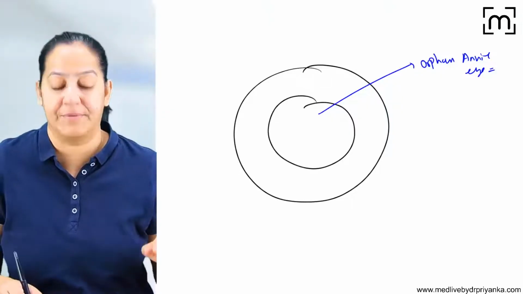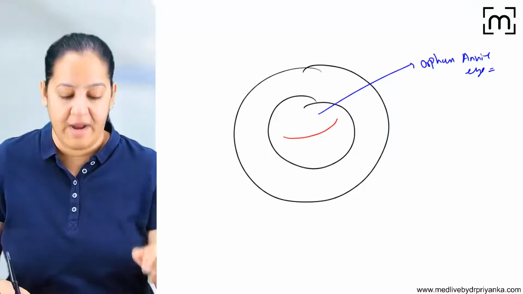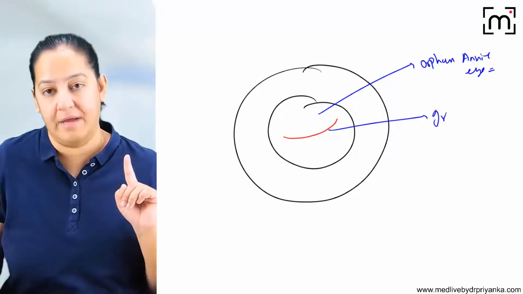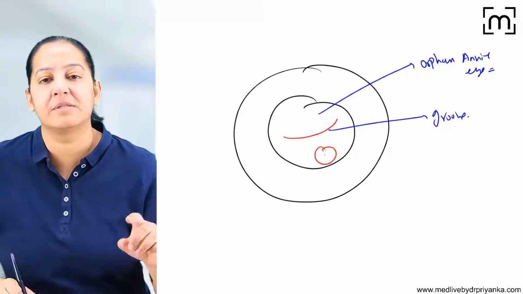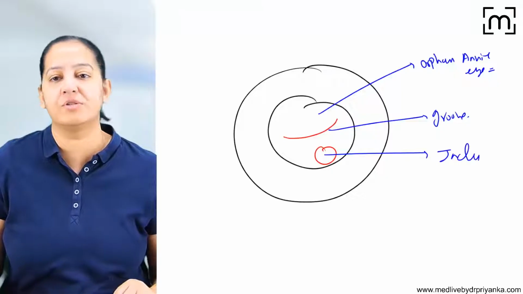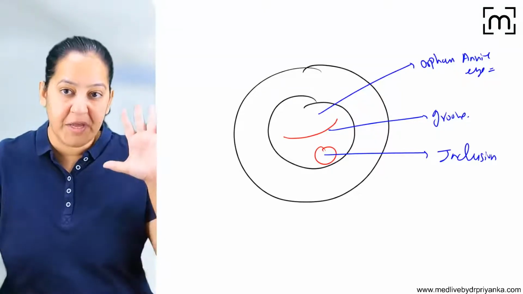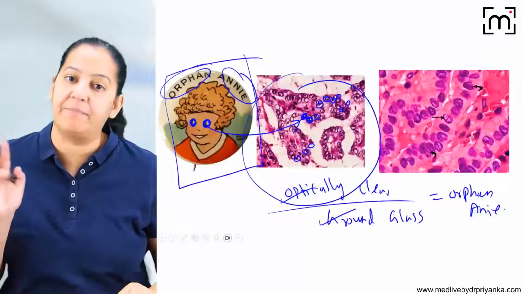That means the nucleus is optically clear. That means it is ground glass appearance. Inside the nucleus, I will draw a groove and I will label it. This is nuclear grooving. Grooves are very common, and inside the nucleus inclusions may be present. So this is known as inclusions. Nuclear inclusions or pseudo inclusions are present. So these are the three important features of the nucleus of a papillary carcinoma.